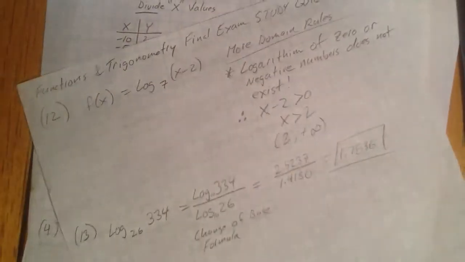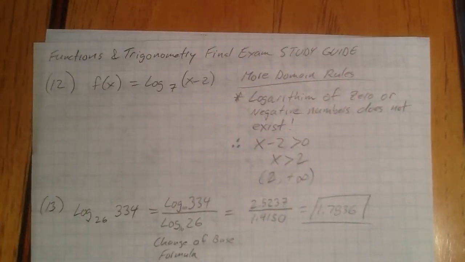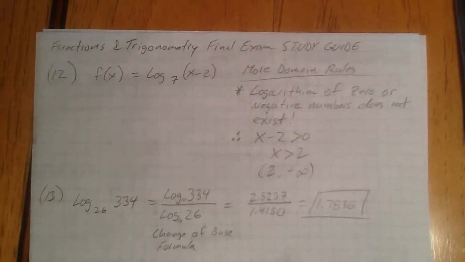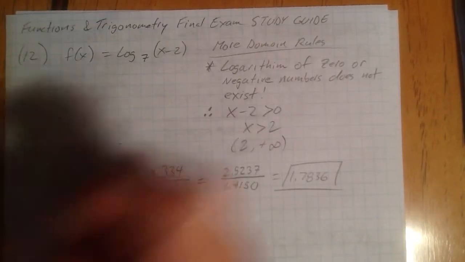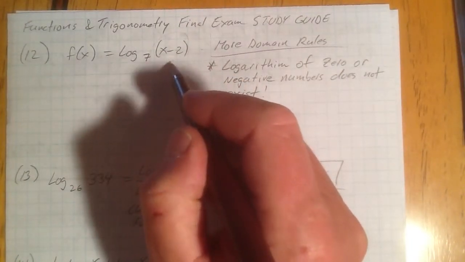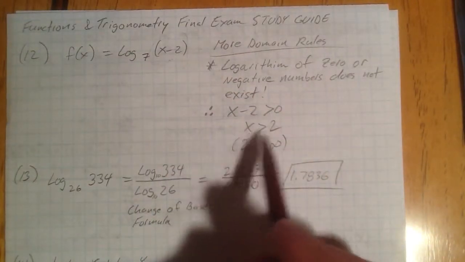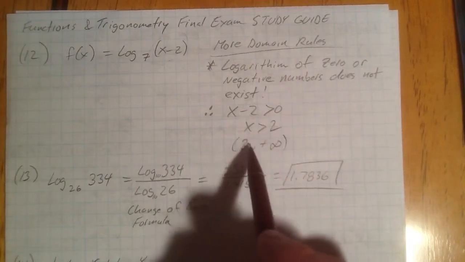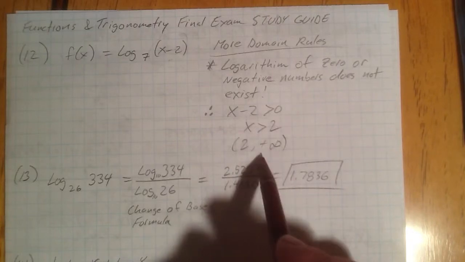Okay, now let's move on to number 12. Another domain and range. In the first video I gave you a couple of rules about domains. I need to give you another rule. This has to do with logarithms. Logarithm of 0 or negative numbers does not exist. So that means this expression can only be greater than 0. That's why I set it up as greater than 0. Solve for x, and then I wrote my domain in interval notation, and then we're fine.